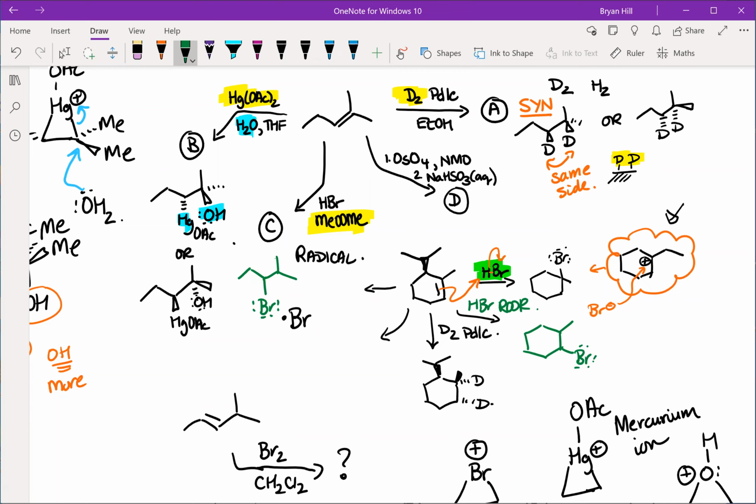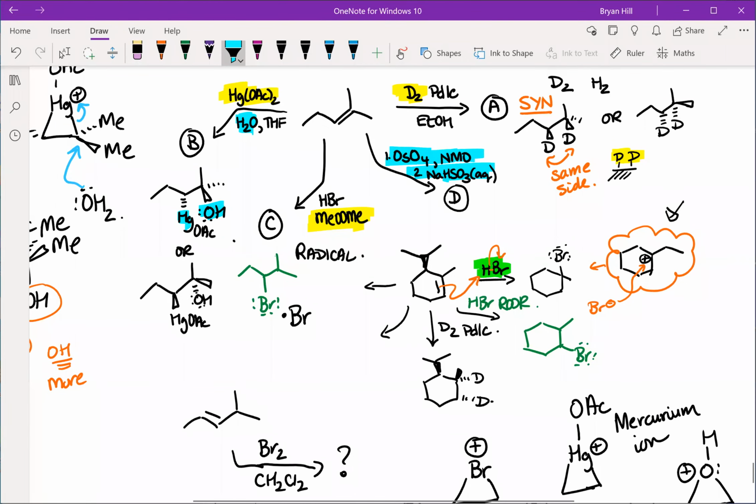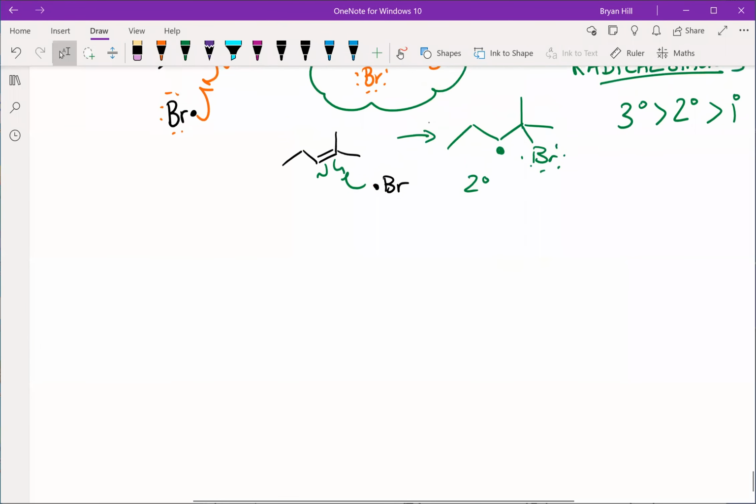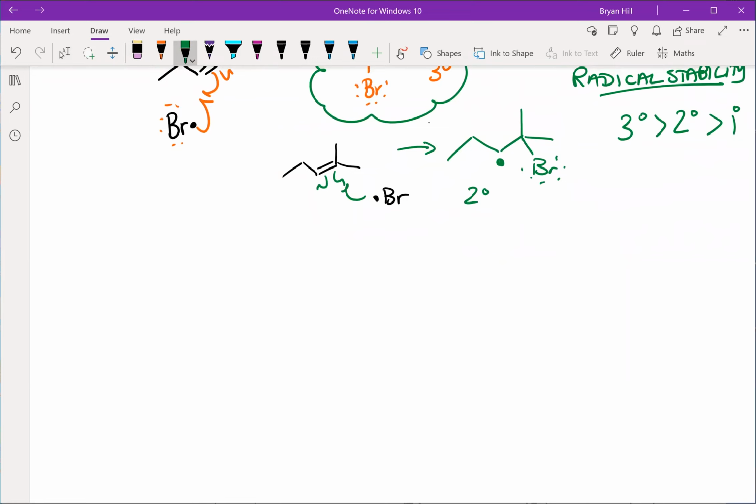Now, this last reaction was a designer reaction, the osmium and NMO. This was a specific reaction that doesn't really have a partner associated with it. It was a way of adding hydroxyl groups to each carbon. So it was what we call a dihydroxylation. I'll draw this up.